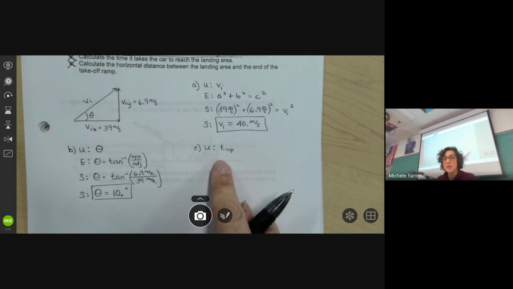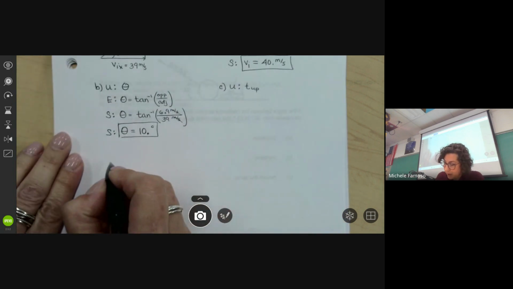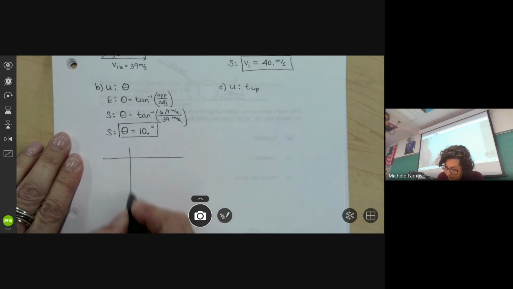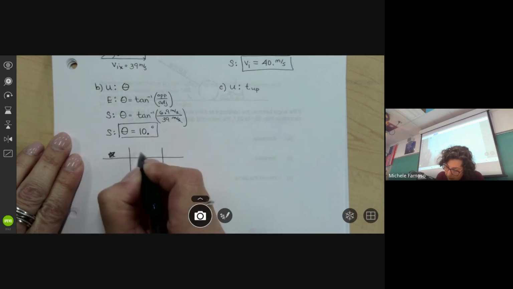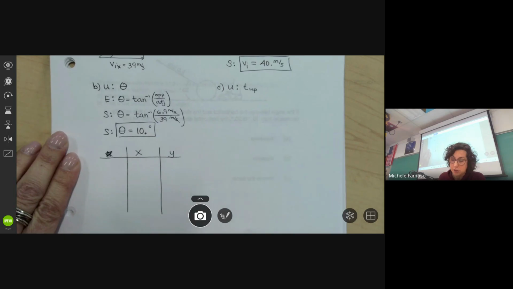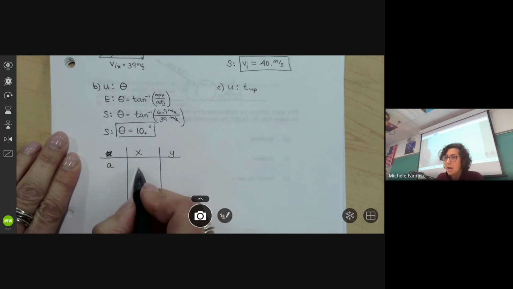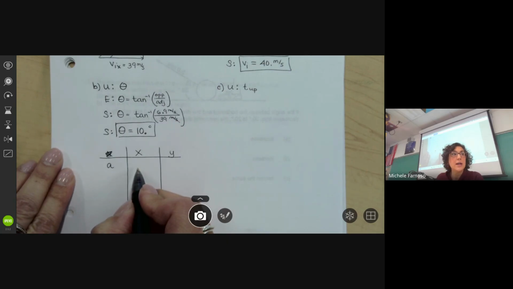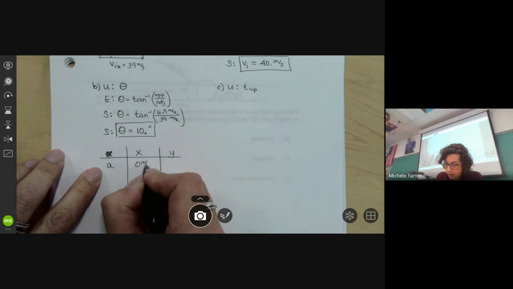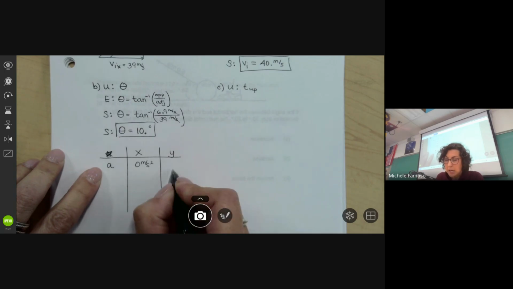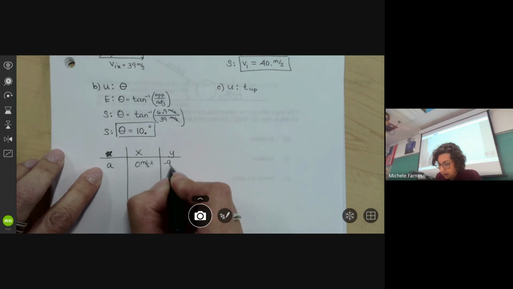Okay, now part C wants the time up. In order to do that, we have to make our Givens chart. What do we know about the X and the Y directions? So let's start with A. In the X direction, Jackson, what is A? Meters per second squared. Good. In the y direction, Josiah, what is A? Good.